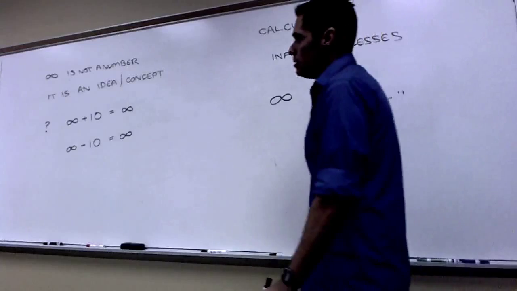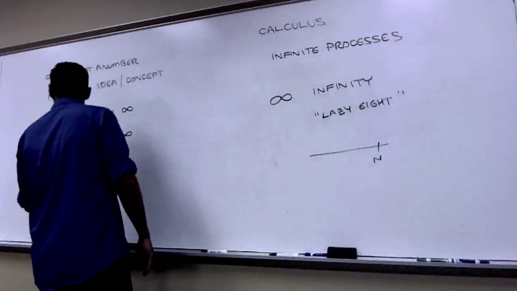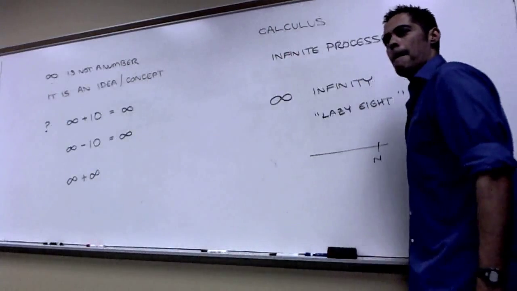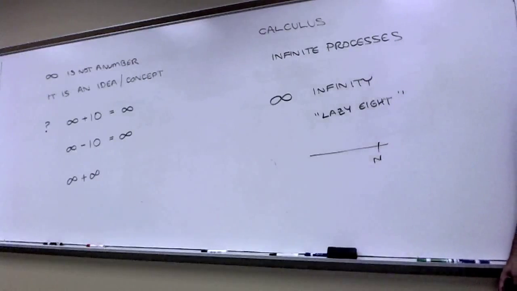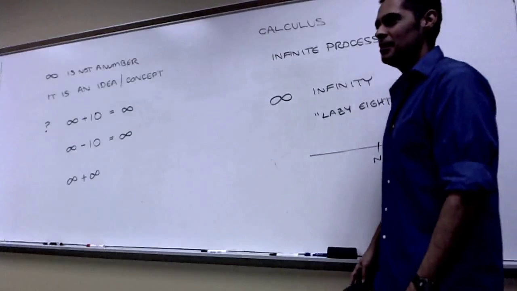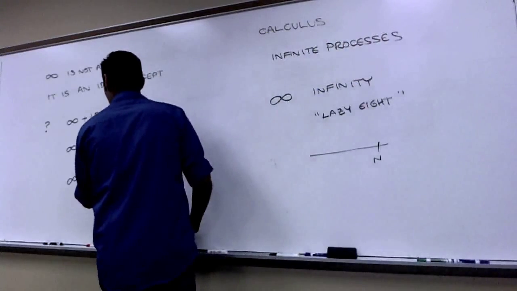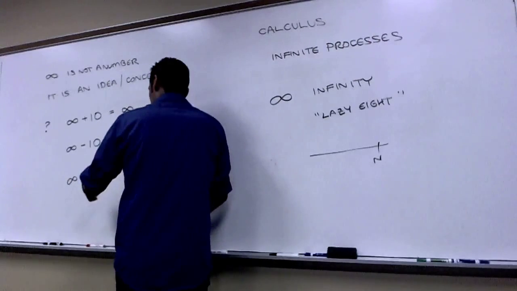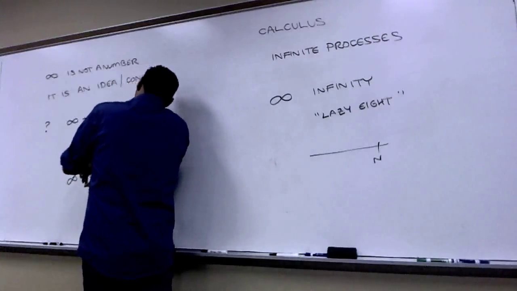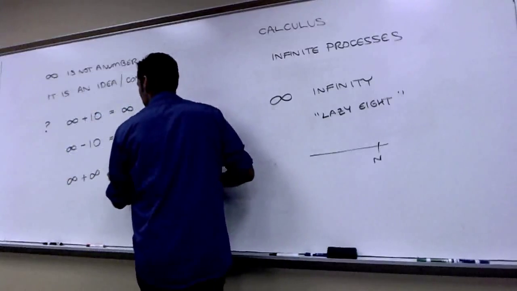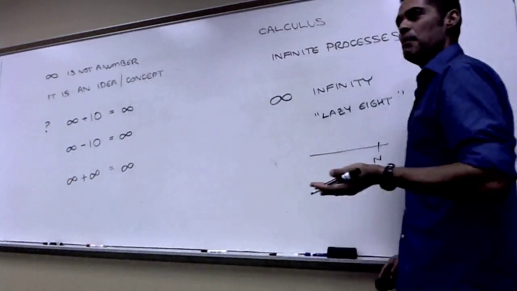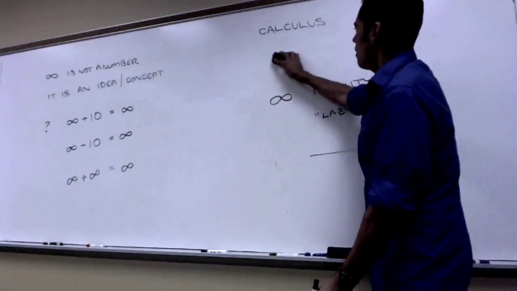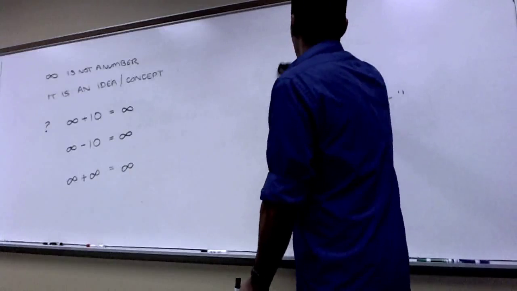How about if I do infinity plus infinity? Two infinities? Well, it's still infinite, right? The idea is that a growing number plus a growing number should be a growing number, and I can represent a growing number with infinity still. So infinity plus infinity is still infinite. Does this all kind of make sense? Okay. How about this?